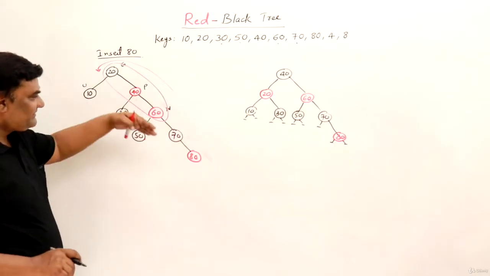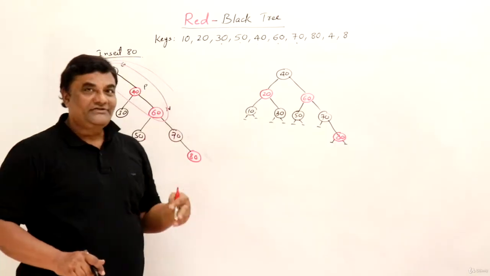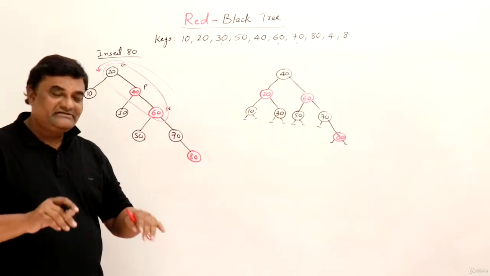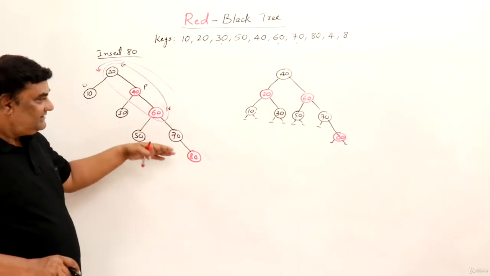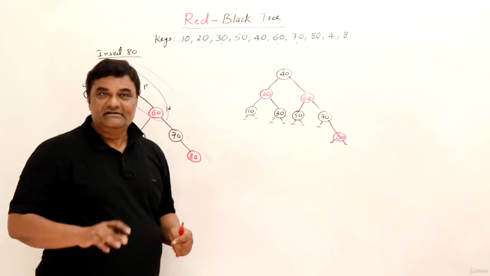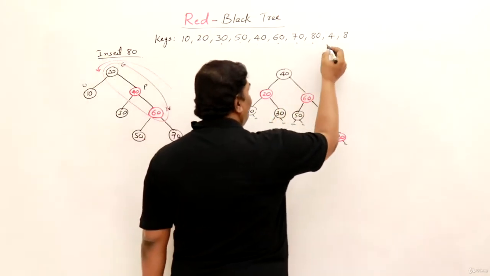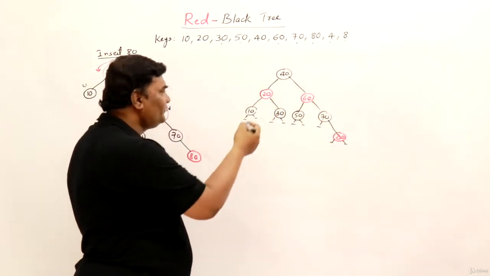That is, first is recoloring. Second is rotation. So we have done both the things here. The newly inserted node is always a leaf node, and then we have to balance the red-black tree. So till here we have finished. Now I have to insert 4 and 8. So let us do it quickly.